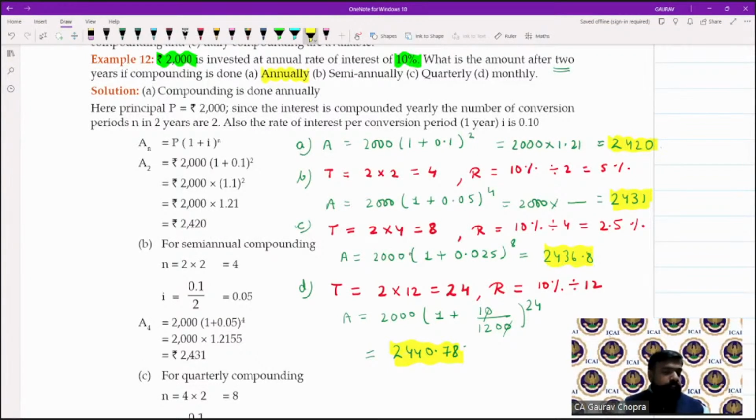Shreya Modi is asking if it's a leap year. Yes, if it's a leap year and you have to do daily compounding, then of course you can use 366 days. But we don't have to solve for daily basis, all right? Because it's a very, very lengthy process. So example number 12 is now done.